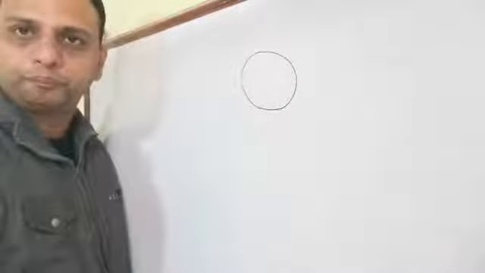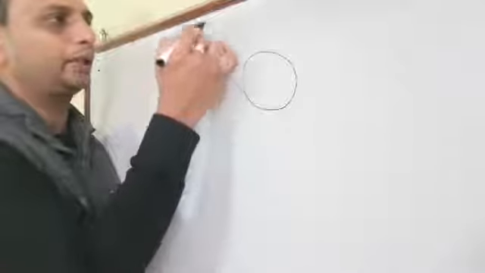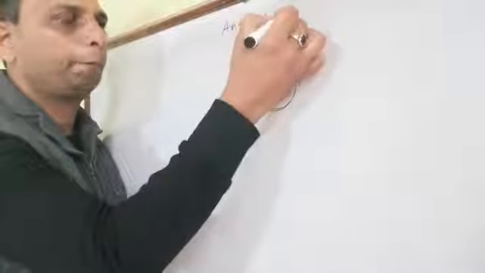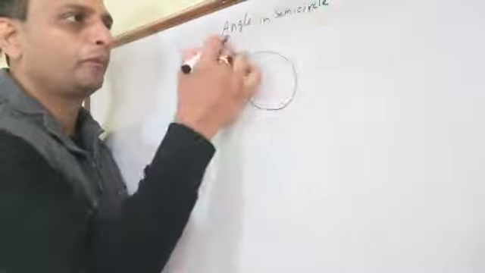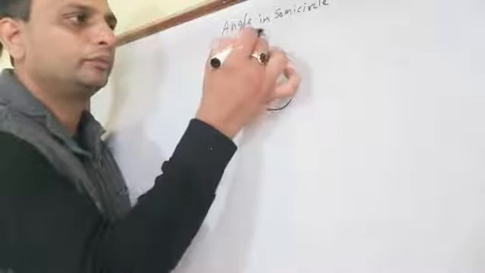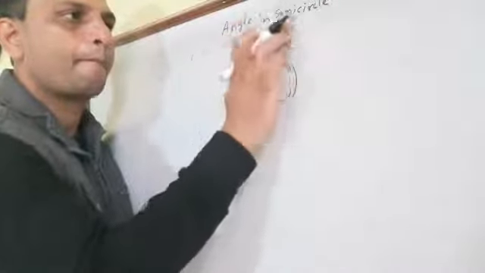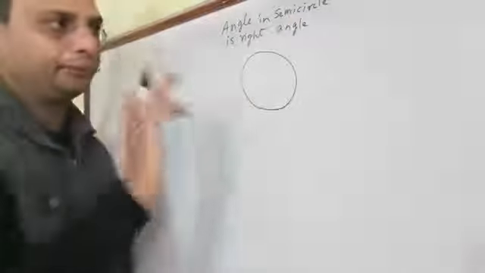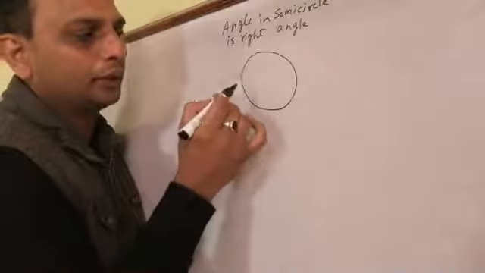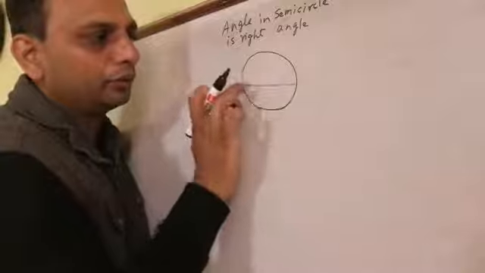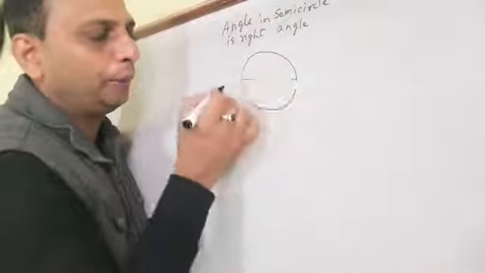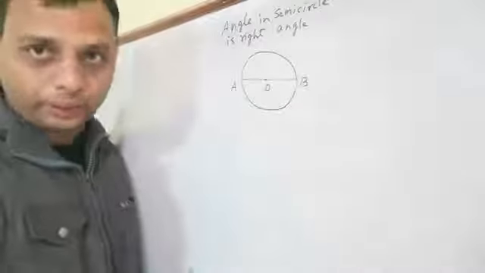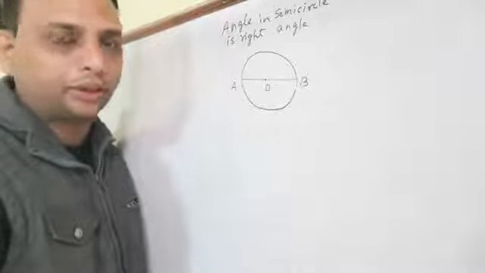Suppose this is a circle. To apply this theorem, angle in the semicircle is a right angle. So it says that suppose this is the diameter. To apply angle in the semicircle, there should always be a diameter. The diameter always passes through the center of the circle. I explained this in the introduction part of this chapter.